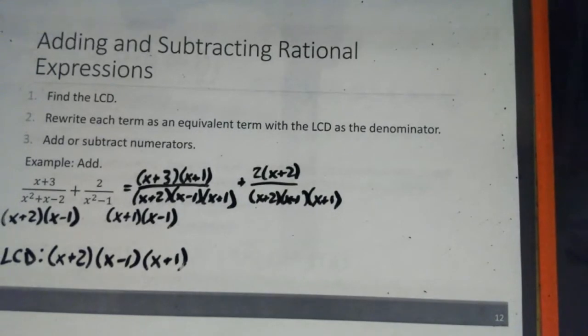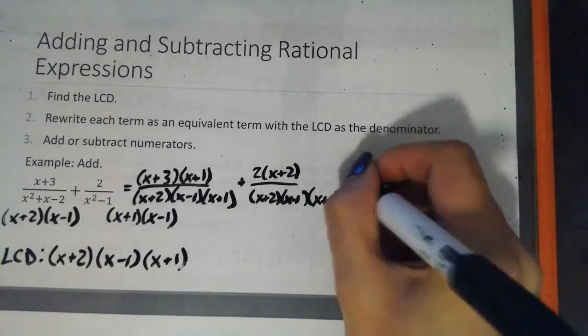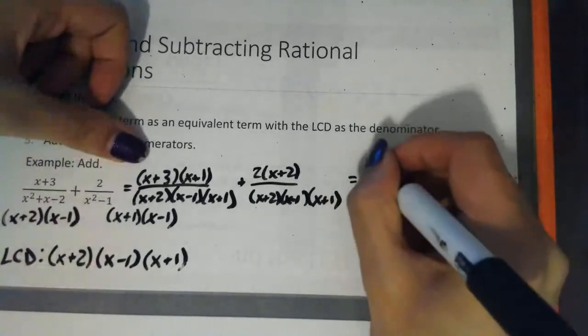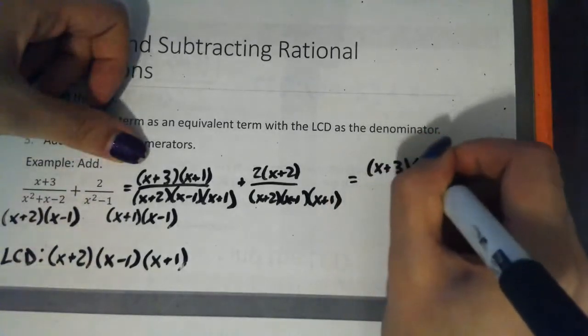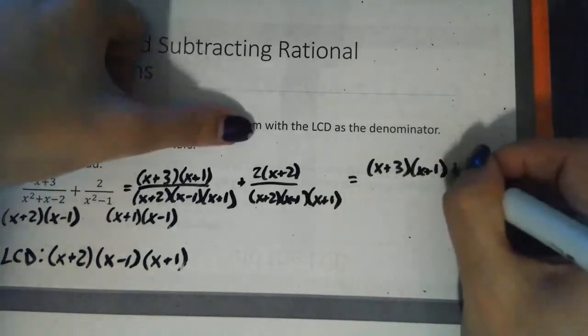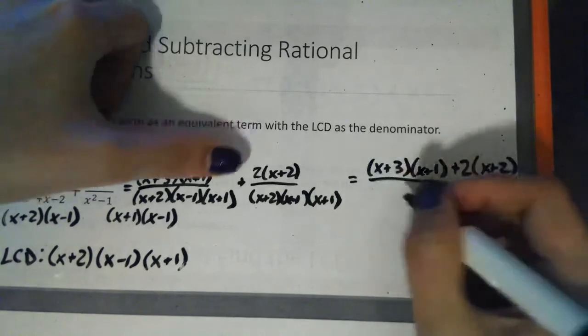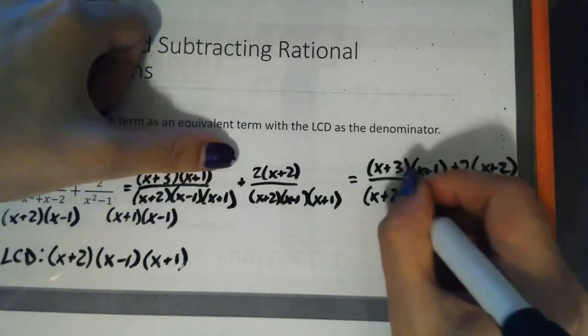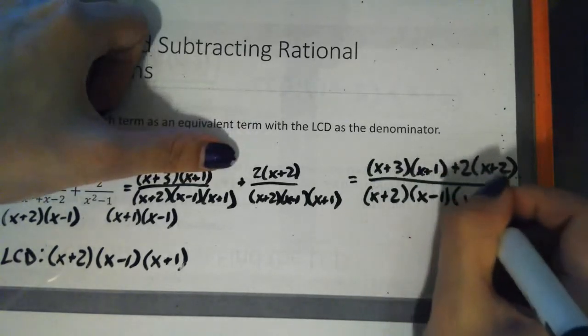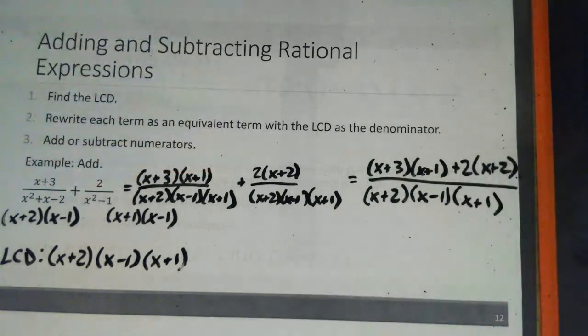So I have my fractions, they have the same denominator. That means I can just add together my numerators. So this is (x plus 3) times (x plus 1) plus 2 times (x plus 2) over that common denominator, (x plus 2)(x minus 1)(x plus 1).